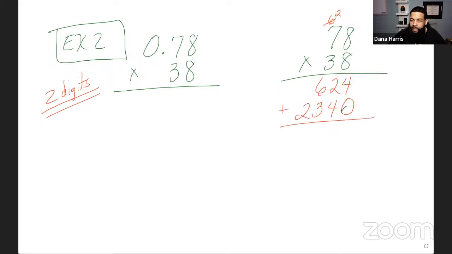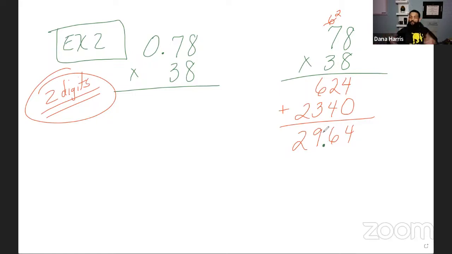I still add these down here, these partial products. So 4 plus 0 is 4. 2 plus 4 is 6. 6 plus 3 is 9. And 0 plus 2 is 2. But remember, we said I have to have 2 digits to the right of the decimal place in my product. So boom, 29 and 64 hundredths.